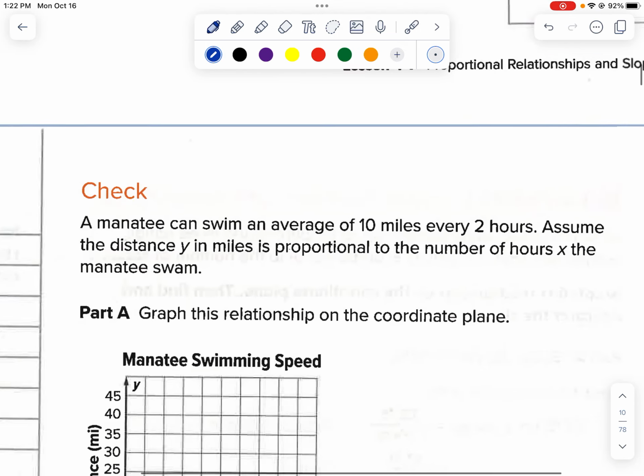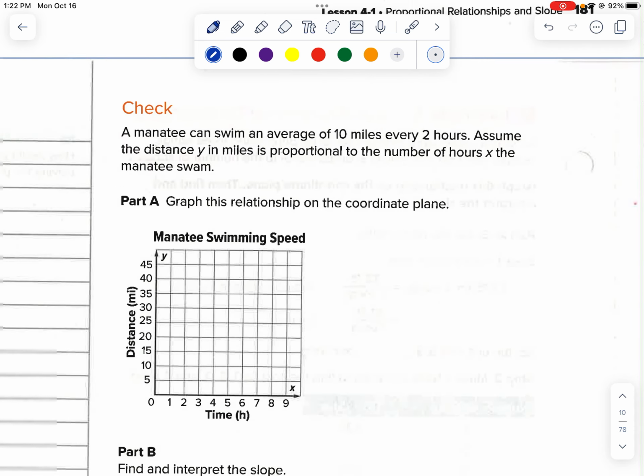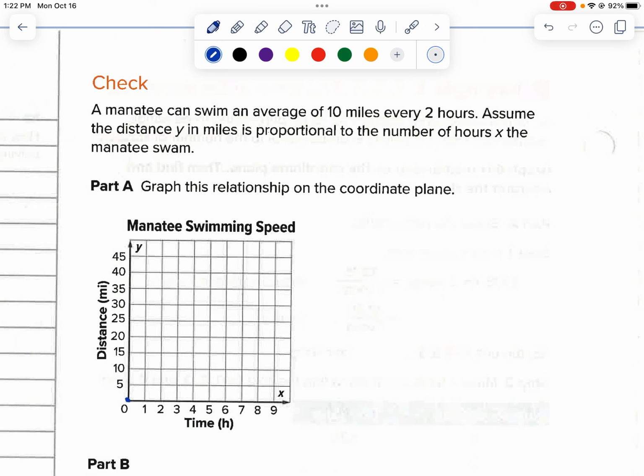Okay, so now we're doing a manatee can swim an average of 10 miles every 2 hours. Assume the distance y in miles is proportional to the number of hours x the manatee can swim. So you could just go straight for this. It's proportional, so it goes through 0, 0. And at 2 hours, it's 10. And you could draw a line, and you could be finished with that part. And you could find the slope with it.